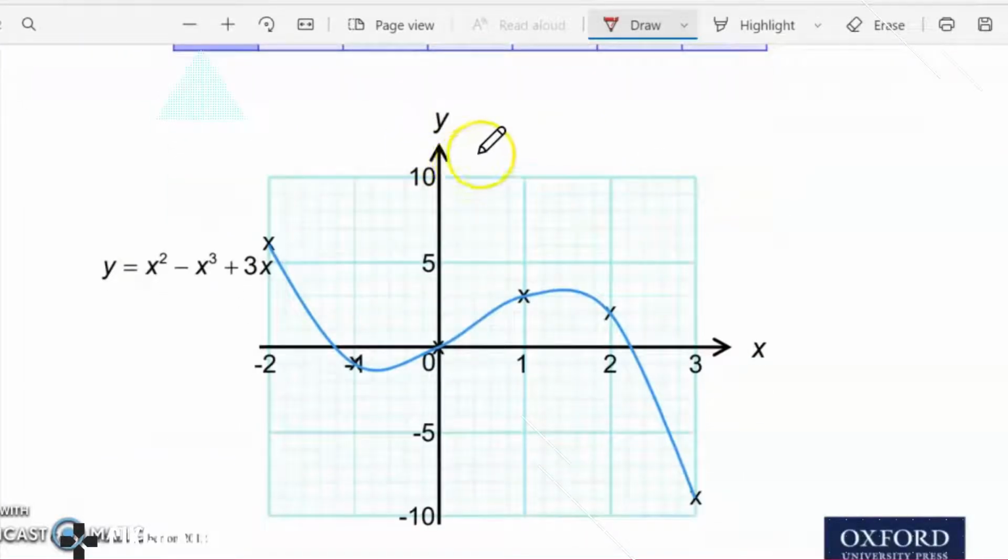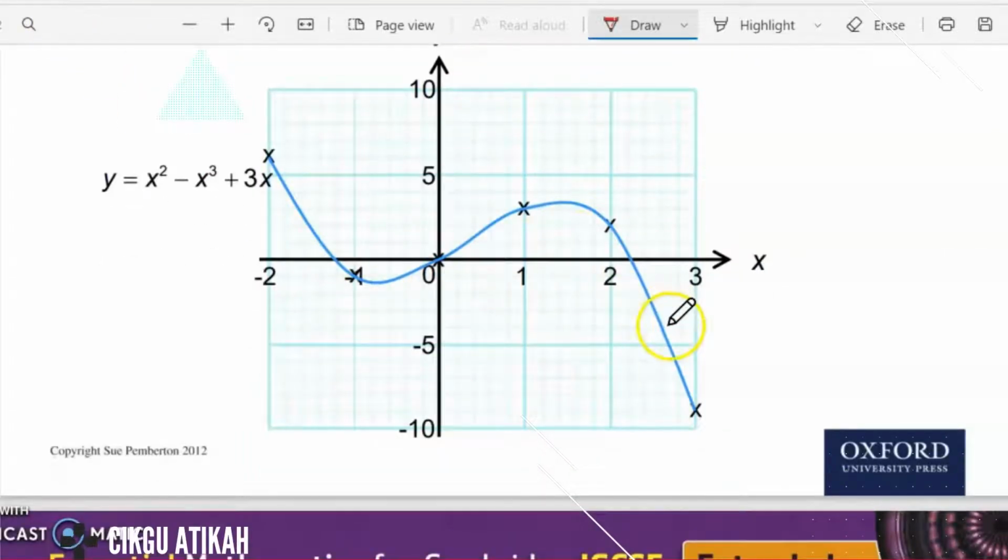Once you have the table of values, we will draw by joining all the points. So we join all the points. So this is the negative cubic.